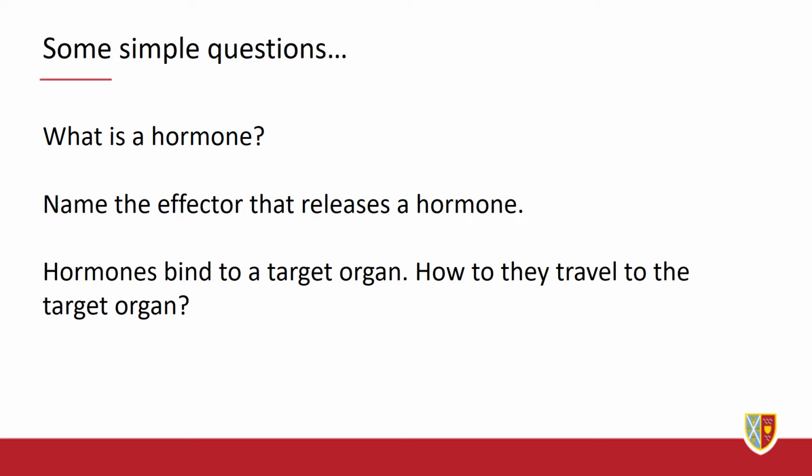Name the effector that releases a hormone. That would be a gland. There are only two types of effectors that we learn about. If we're talking about the nervous system, then the effector might be a muscle. If we're talking about the endocrine system, the effector is going to be a gland. Hormones bind to a target organ. How do they travel to the target organ? In the bloodstream. They go in your blood.